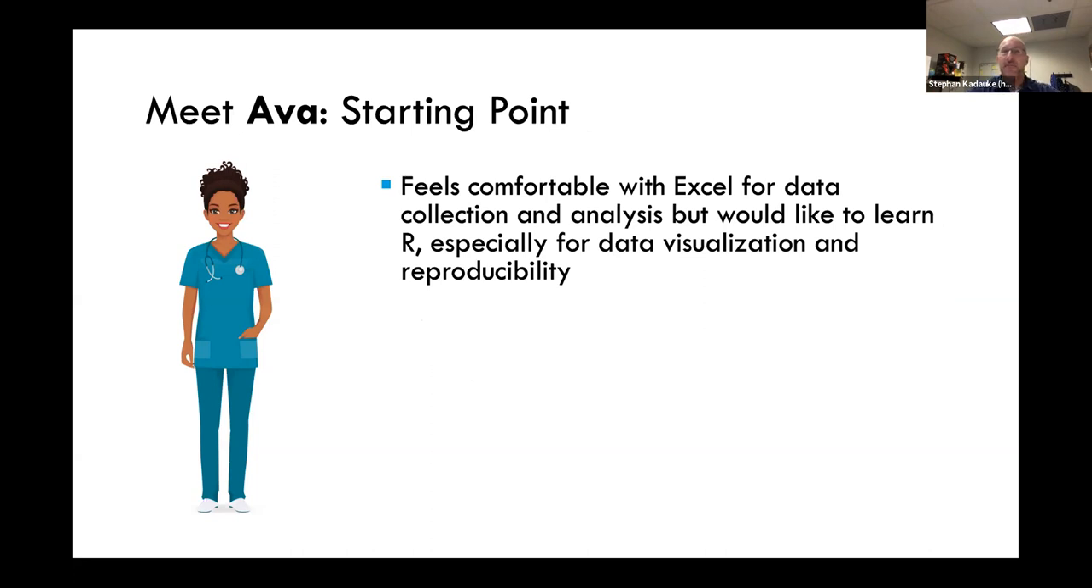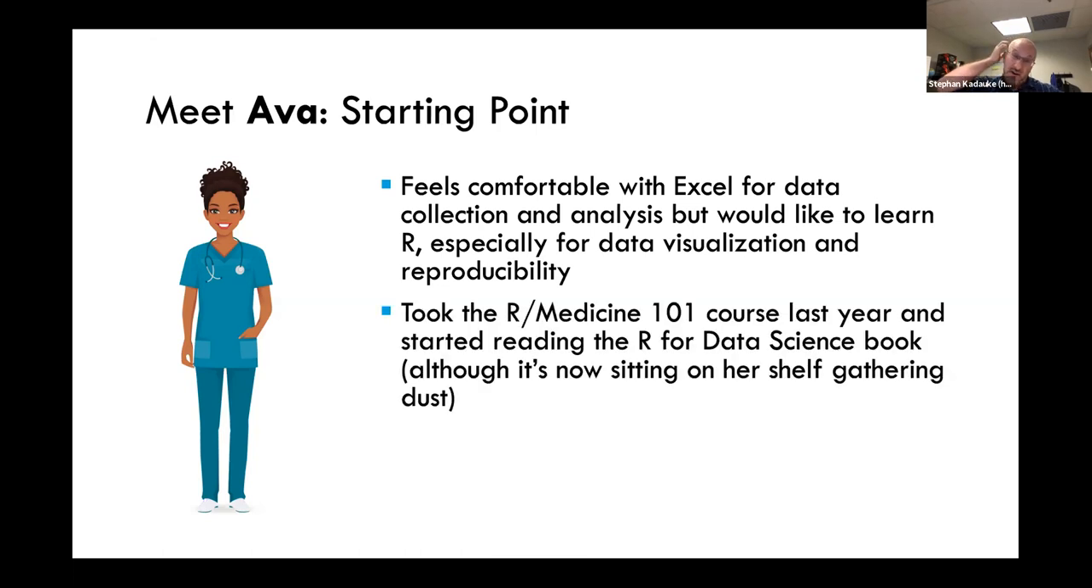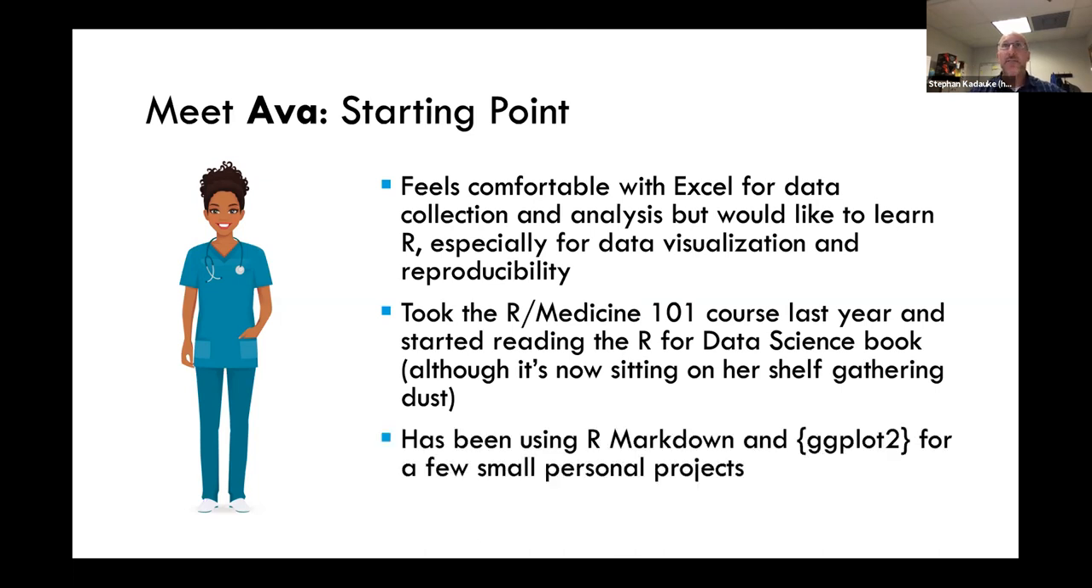So Ava feels comfortable with Excel for data collection and analysis, but she would like to learn R more, especially because she thinks data viz is great with it, and also reproducibility. And last year she was at R Medicine, she took the 101 course, and she started reading R for Data Science, although now it's sitting on the shelf gathering dust. And she's been using a little bit of R Markdown and ggplot for a few small personal projects, but hasn't really found a way into using this stuff for her research.